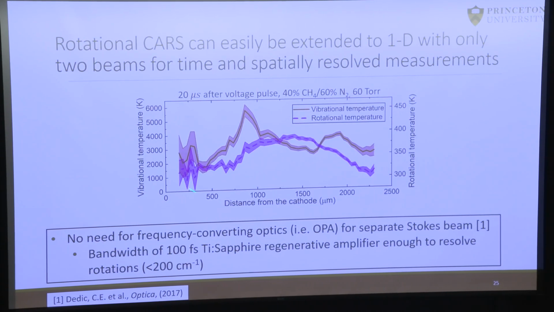Also, along the distance from the cathode, you can see the vibrational temperature is very different, varying along the distance from the cathode to the volume. So quantitative measurement using this rotational CARS allows you to measure rotational temperature in a one-dimensional distribution, so that you understand how the plasma discharge is affected near the cathode and far away from the cathode.